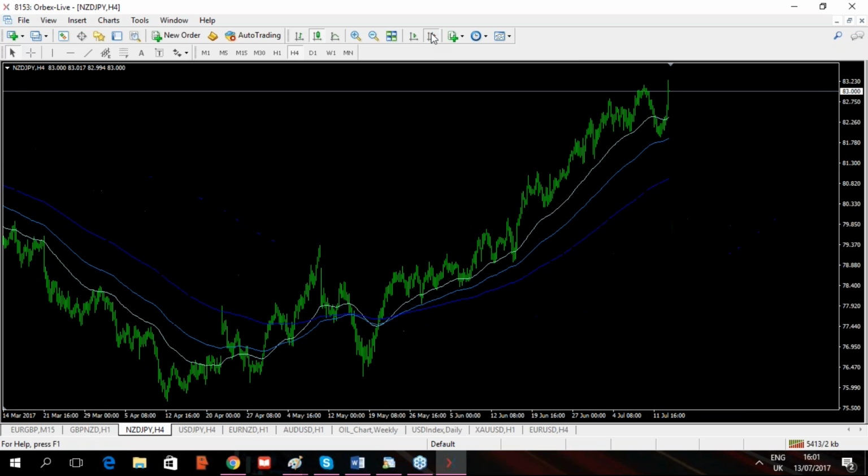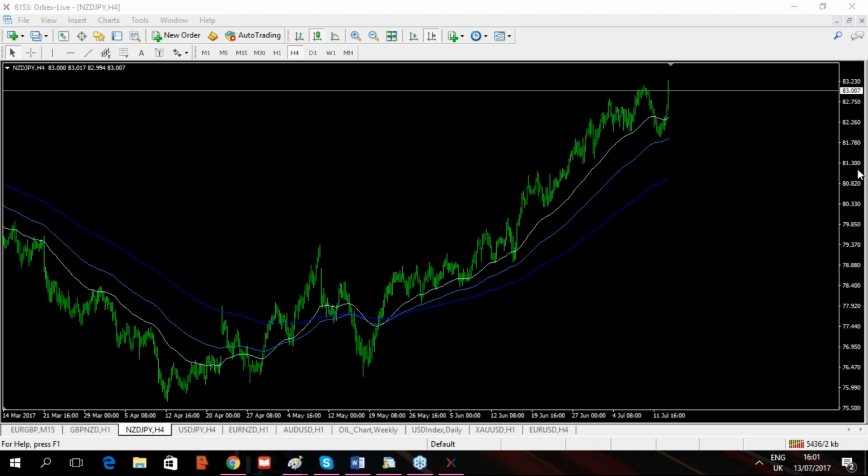Now here you can see that it sort of found support very close to the 100 moving average, but again candles are still above all 3 lines. Now what about the price? The price on the right side is bang on the psychological number of 83.00, so we need price to go to 83.10 and above to give us some assurance that it has more power to the upside.